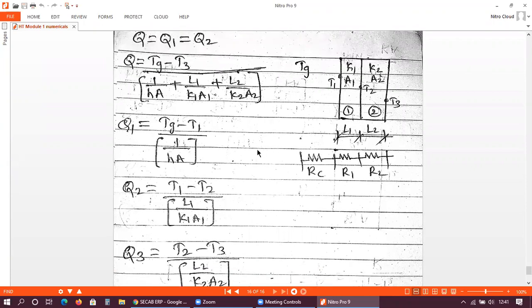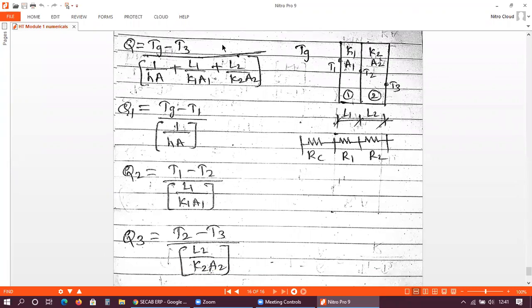What we have written here, Q is equal to Q1 is equal to Q2 is equal to Q3, is the expression for the entire system. Q1 is the rate of heat transfer in the convective zone. Q2 is the rate of heat transfer in the conduction zone, that is for the first wall, and Q3 is the rate of heat transfer in the second wall. These values will always remain the same. Is this part clear?